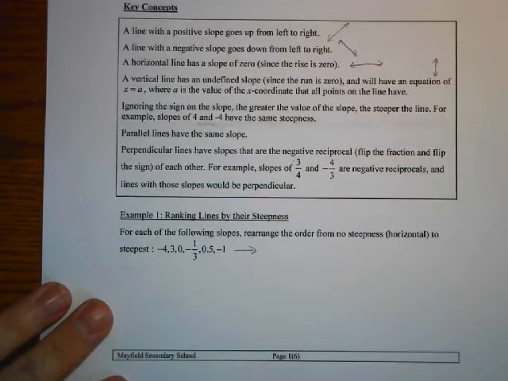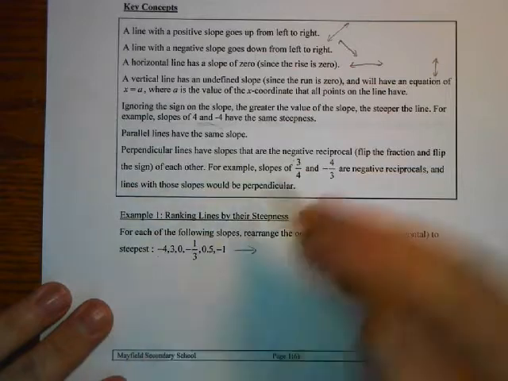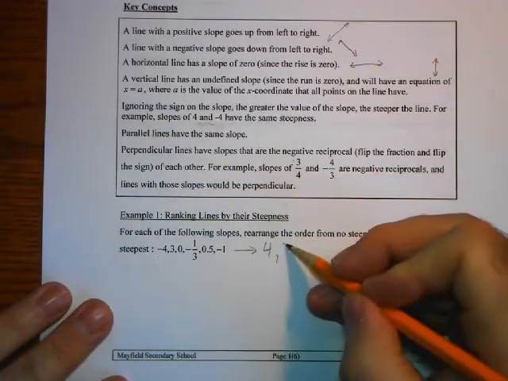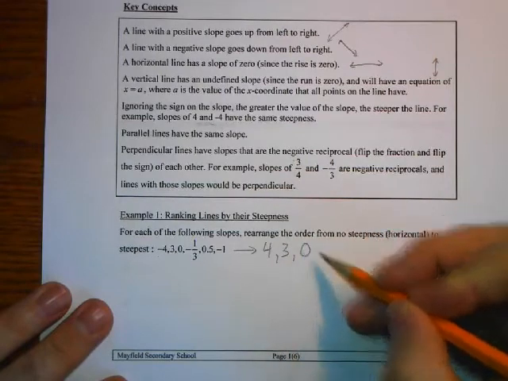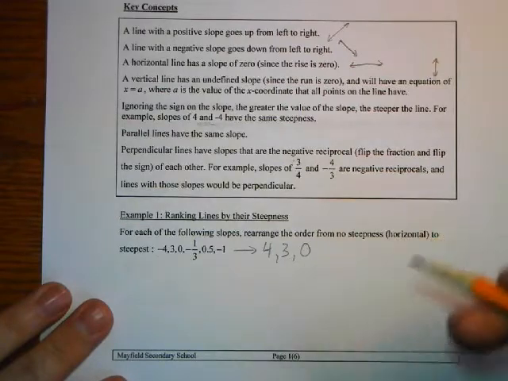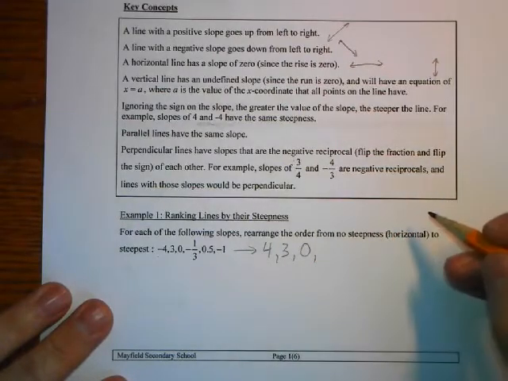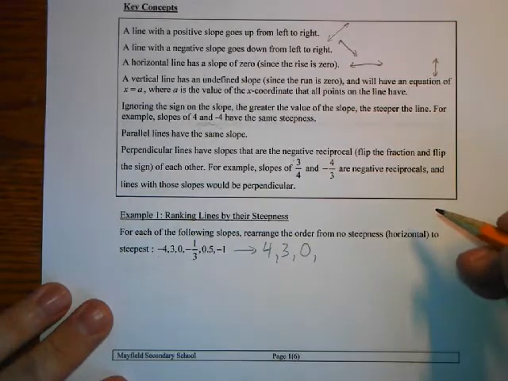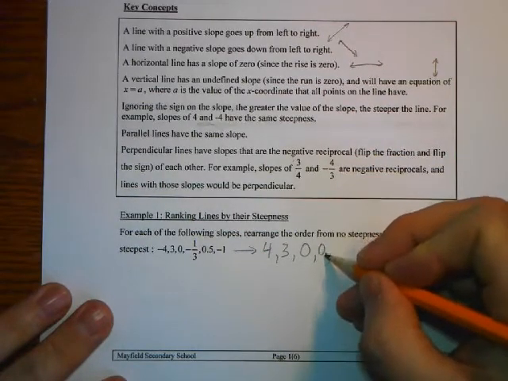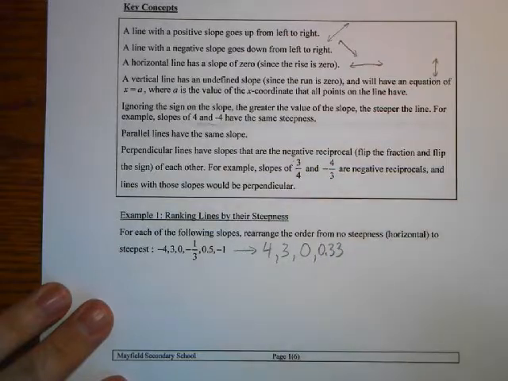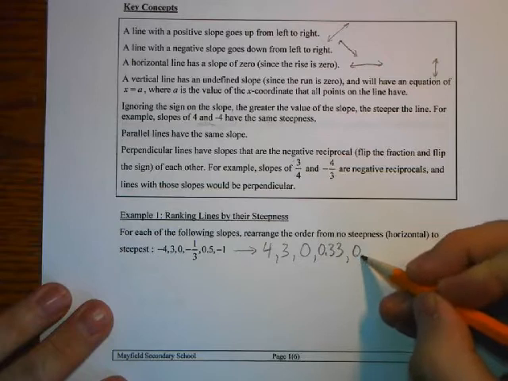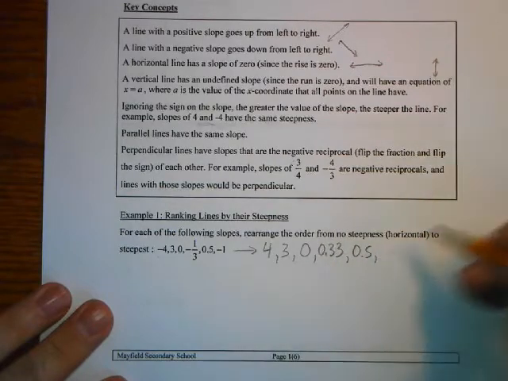So the -4 changes to 4. We strip off the negative sign. The 3 is fine. The 0 is fine. -1/3. Well, I stripped the negative sign off first, so it's 1/3. And if I look at my calculator, 1 divided by 3 is 0.333. So I'll just round that to 0.33. Okay, and then I've got 0.5, that's already okay. And -1, strip off the negative sign.